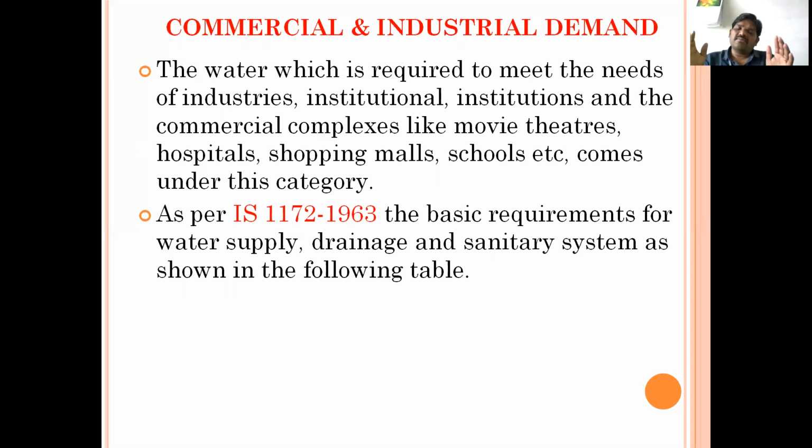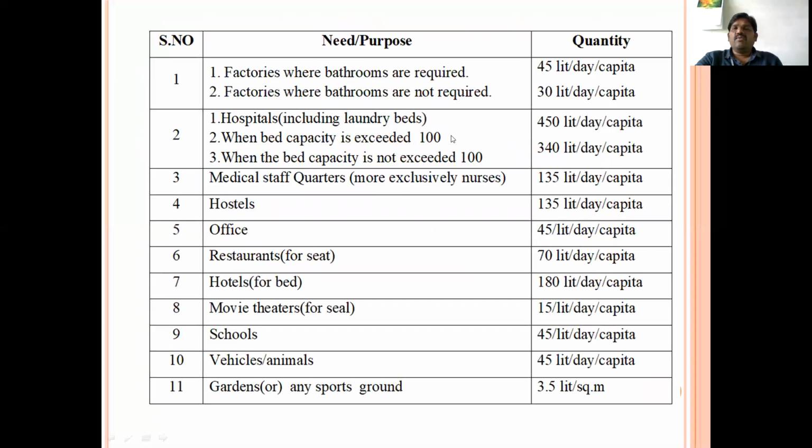All the activities related to commercial complexes, schools, shopping malls with respect to water come under this demand, where as per IS 1172/1963, the basic requirements for water supply, drainage and sanitary system are shown in the following table. This is a detailed table of commercial water demand. Factories where bathrooms are required, 45 liters per day per capita. Factories where bathrooms are not required, 30 liters per day per capita.